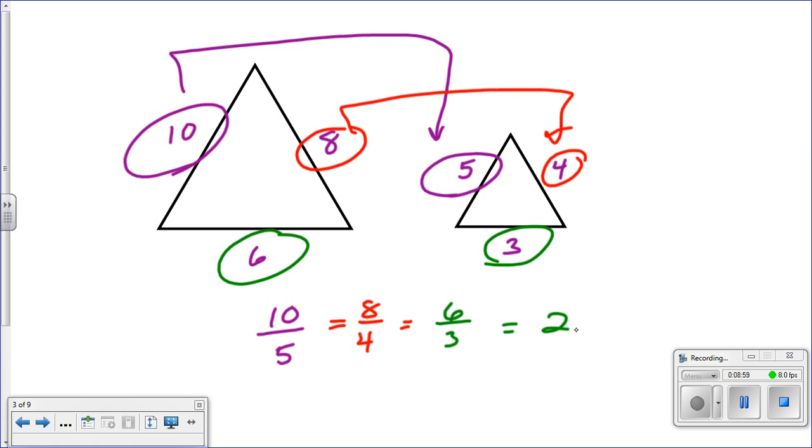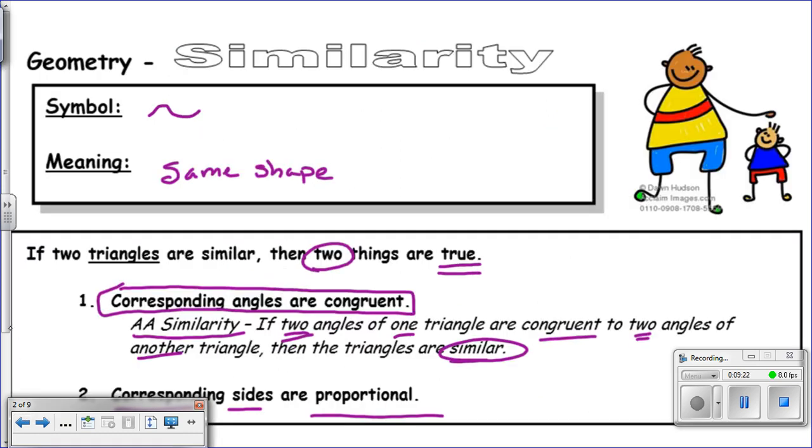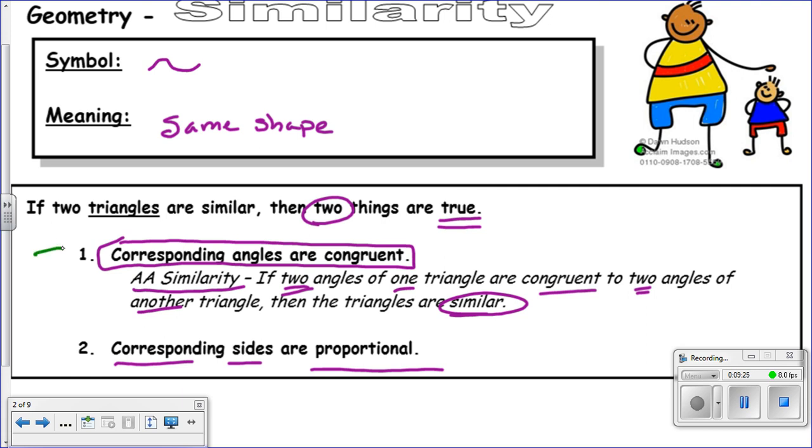And by the way, if you were thinking, what if I wanted to do 5 over 10 and 4 over 8 and 3 over 6? Yep, it doesn't matter. The order in this doesn't matter. We don't care which one is being enlarged or which one looks like it's been shrunk. We just want to know if they're similar. Okay, so going back, there's two things that we're going to look at. Either the angles will be congruent or the sides will be proportional. So two things. Angles are congruent, sides are proportional.